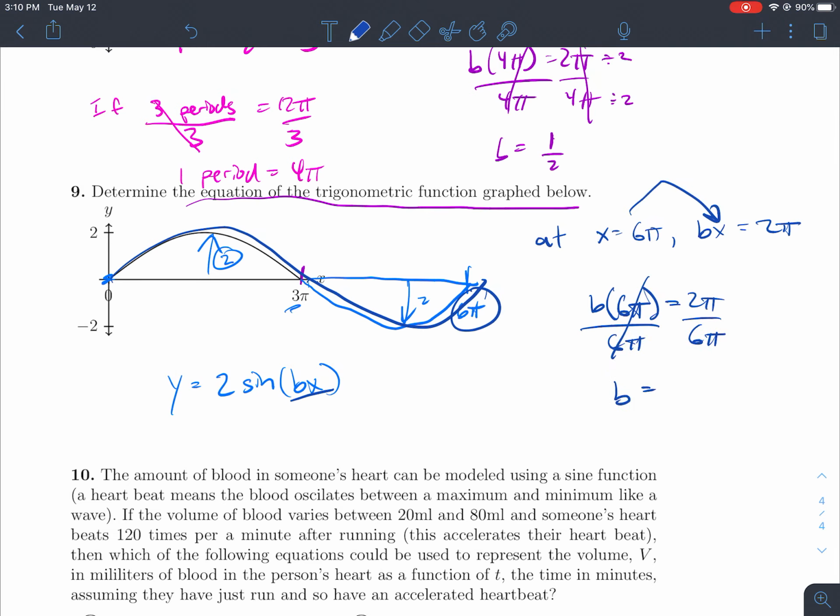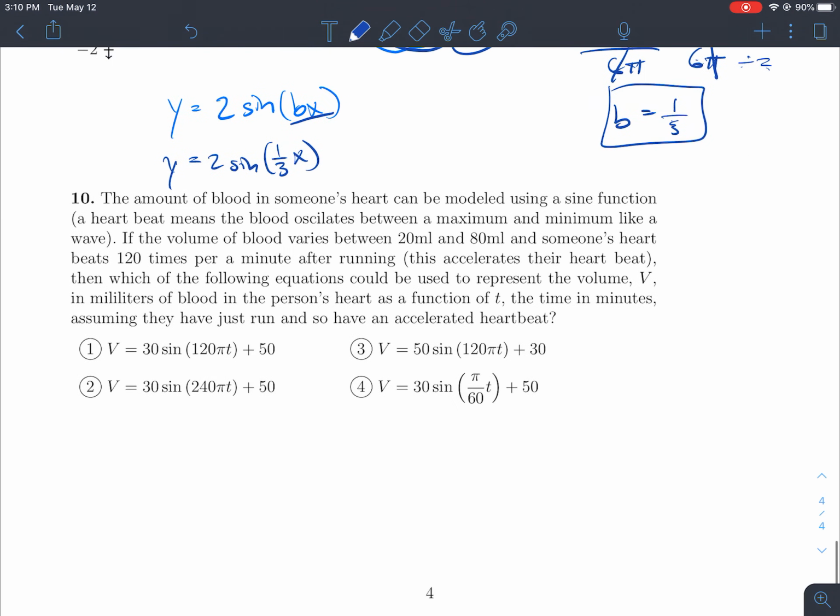We divide by 6 pi on both sides. We get b is equal to 2 over 6, can be reduced by 2. 2 divided by 2 is 1. 6 divided by 2 is 3. So b is 1/3. So y equals 2. That's really sloppy. y equals 2 sine of 1/3 x.